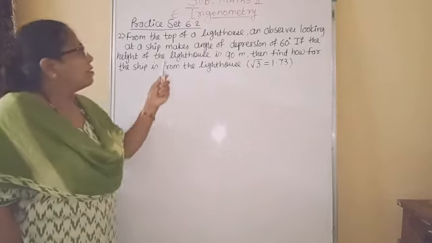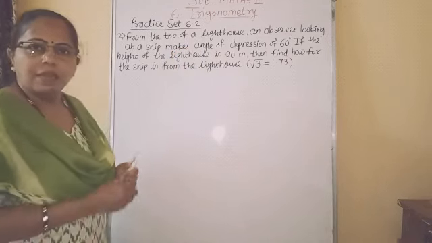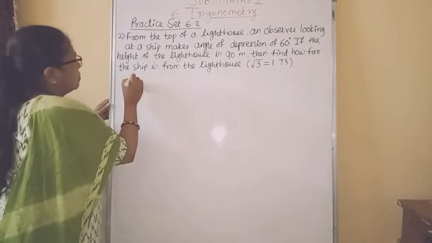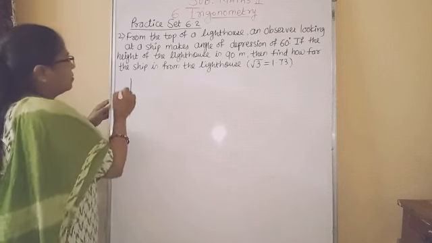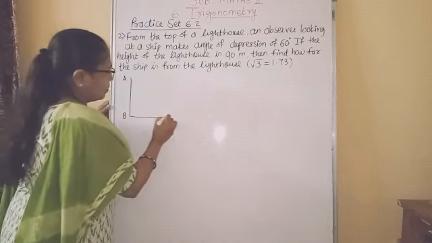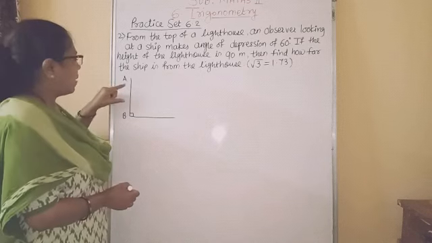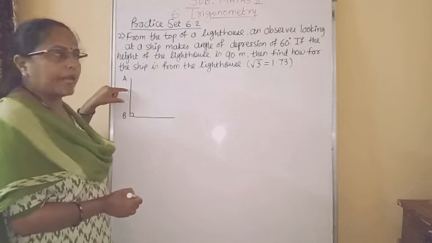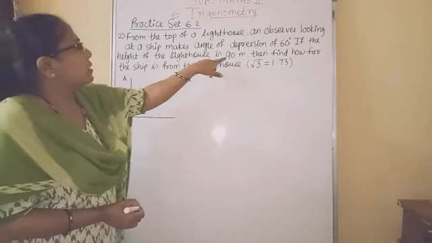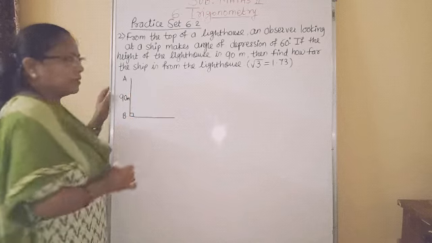In that figure we have to represent the lighthouse as one vertical line which is perpendicular to the ground. So AB represents the height of the lighthouse and it is given in the question. Height of the lighthouse is 90 meters. So this AB is equal to 90 meters.